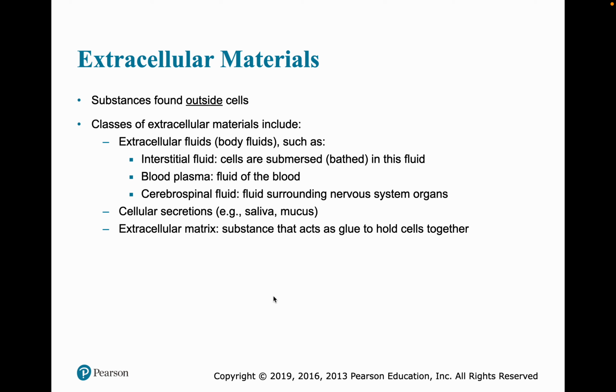Blood plasma would be another example. That would be the fluid portion of the blood. Cerebrospinal fluid we'll talk about when we talk about the nervous system, particularly the central nervous system. We also have secretions from cells that would include saliva and mucus. And then we'll talk about connective tissues next week when we talk about tissues, but connective tissues secrete things called extracellular matrix. There are several different kinds of them, but they're all substances that hold cells together and give structure to the body.